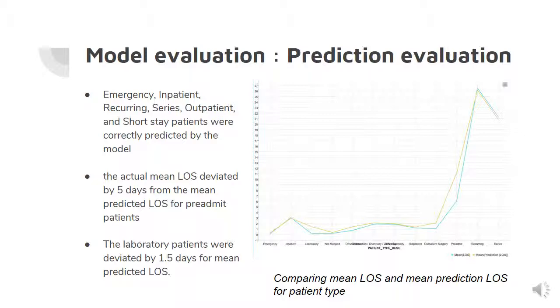Looking at the patient type line chart, we can see that the accurately predicted variables are emergency, inpatient, recurring series, outpatient, and also short stay patient types. So those patient types are correctly predicted by the prediction model. However, for the pre-admit patients, the predicted LOS deviated by 5 days from the mean LOS, and for the laboratory patients, the predicted LOS deviated by 1.5 days from the actual LOS.